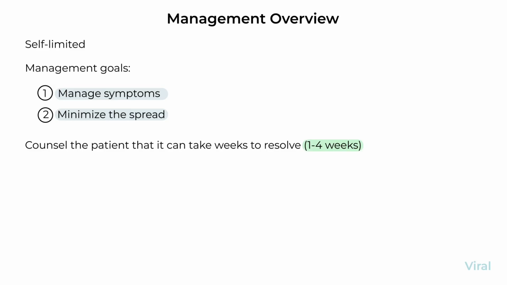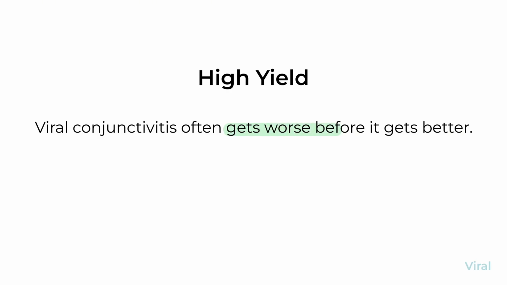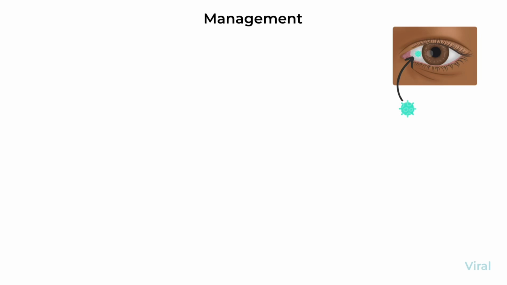And it often gets worse before it gets better. I'm going to say that again. It often gets worse before it gets better. That's high yield in connection to viral conjunctivitis. Patients are highly contagious, so it's important to avoid spreading following these measures until symptoms have completely resolved.